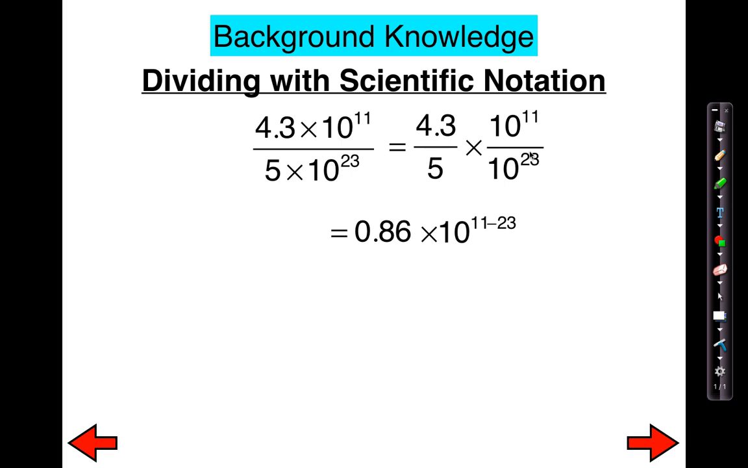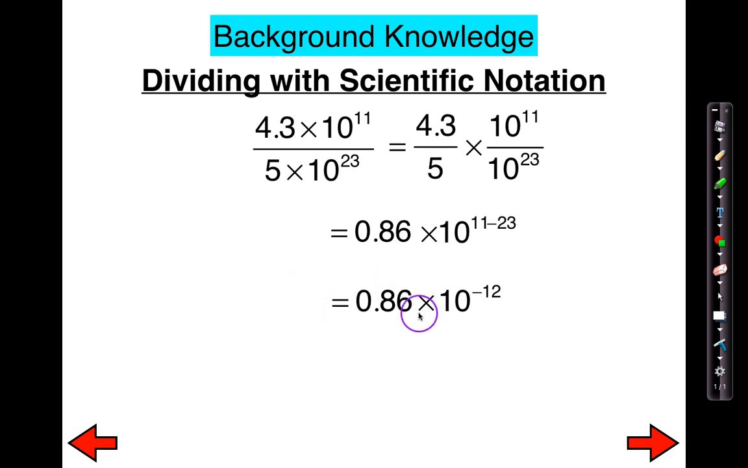So there is our essential question right there. How are we simplifying? How are we using the properties? We're subtracting them because it is division. So here we're going to have to adjust our coefficient. Before that, let's actually simplify our exponent. We're going to get 0.86 times 10 to the -12.